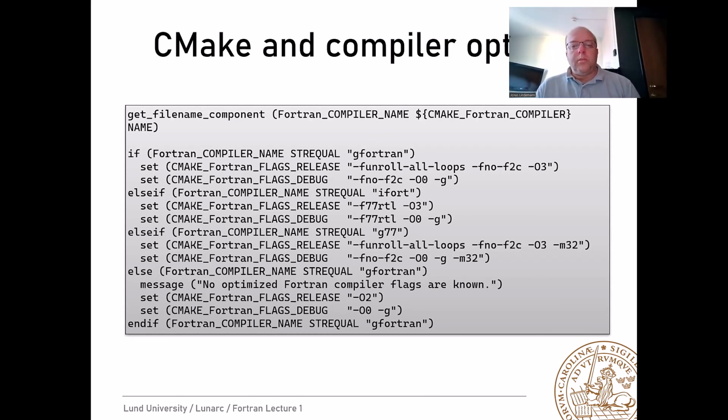So here are some examples of this. Here you have: if Fortran compiler is equal to gfortran, I should employ certain flags. If not, if it's an Intel compiler, use some other flags. So this way you can tailor the flags depending on the compiler that is used.